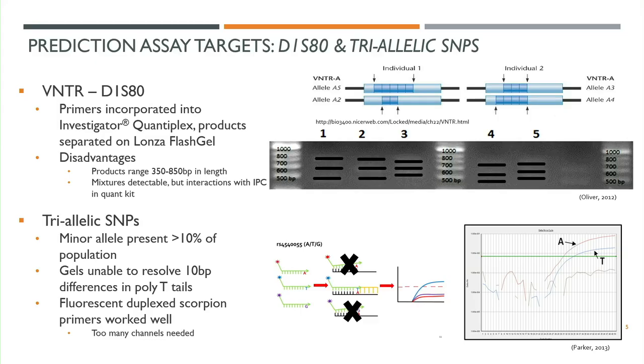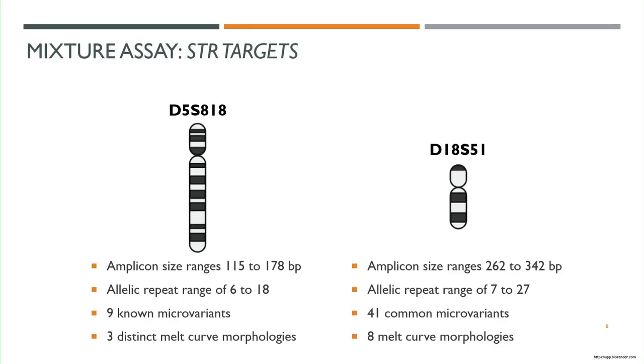We moved on to triallelic SNPs, which was pretty cool. We got that to work, but only when we used fluorescent scorpion primers for this. And then we were using so many channels of our qPCR instruments, it was going to be impossible to incorporate that particular approach into a quantification assay. So then we moved on to STR targets, and at this time, Eric Buel from the Vermont State Police had a couple of papers published where he was looking at genotyping STR loci from melt curve analysis using the qPCR instruments. And so we thought, okay, well, let's take a look at this as an approach.